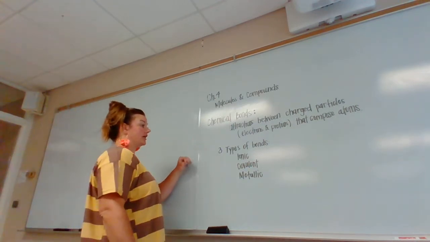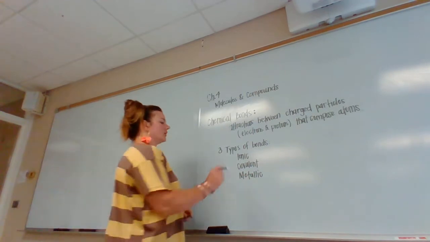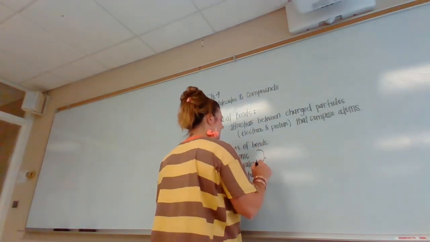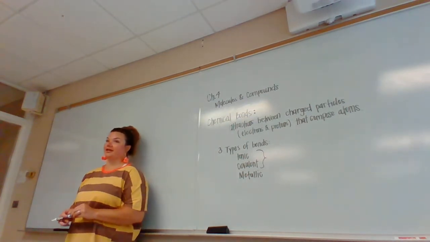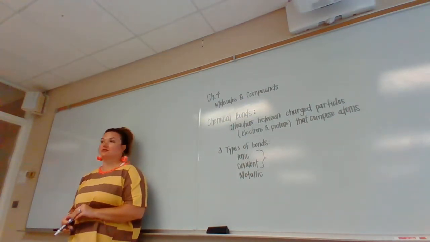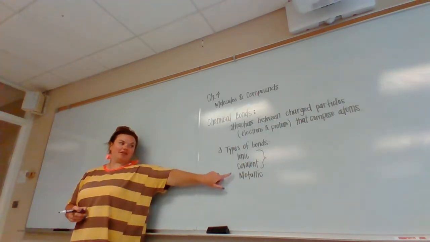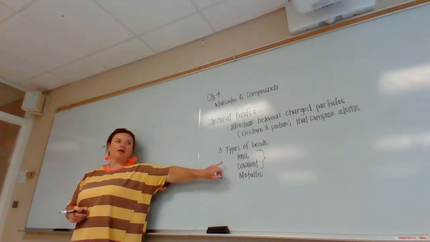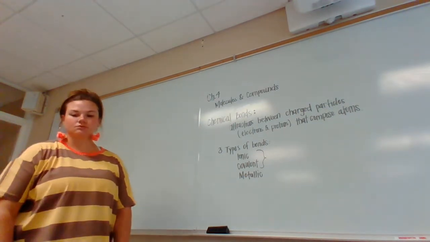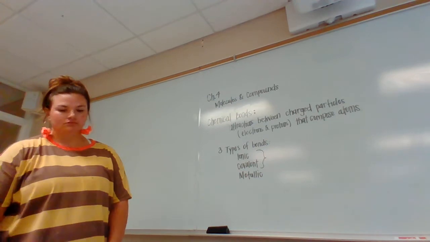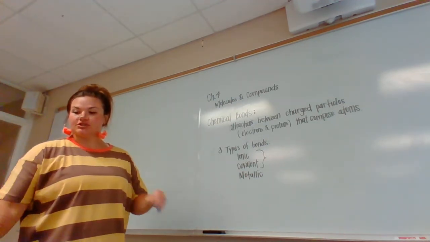There are three types of bonds: ionic, covalent, and metallic. We do not consider metallic. If you go on to advanced inorganic chemistry, which you're probably not going to do unless you're a chemistry major, then you will talk about metallic bonds. We will only consider ionic and covalent.